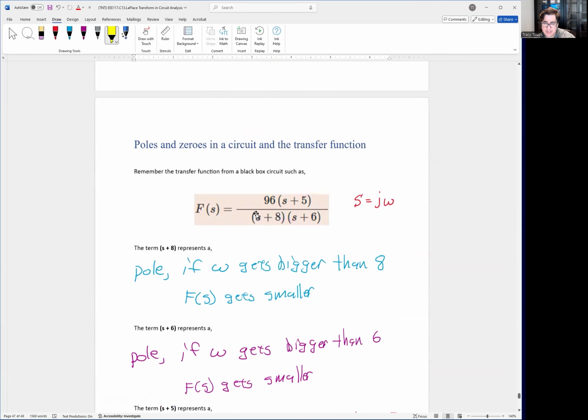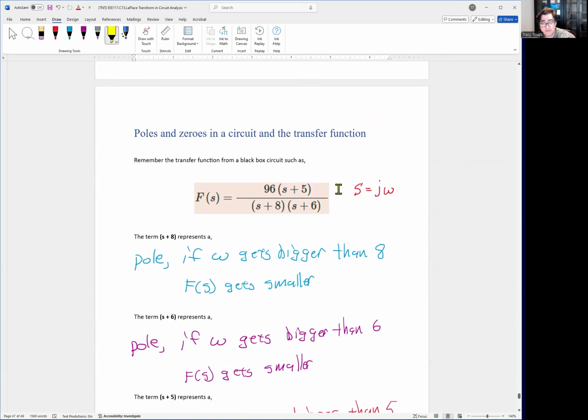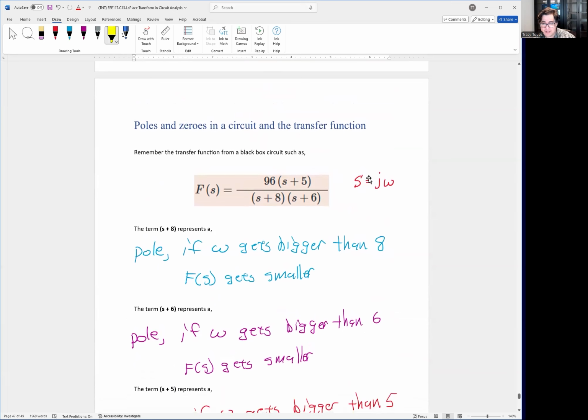So anytime we have a root like S plus 8, S plus 6, we know we're going to have a drastic change when S is equal to 8. When these two numbers line up, S equals 6 or S equals 8 or S equals 5, we know something is drastically changing in the circuit. Formally, we could take S and plug in JW to each of these numbers. Now, we don't have to do the math. We could visually see, I know S plus 8, if I plug in J8 right here, after 8, we're going to start having a drastic dip in your voltage or your function.